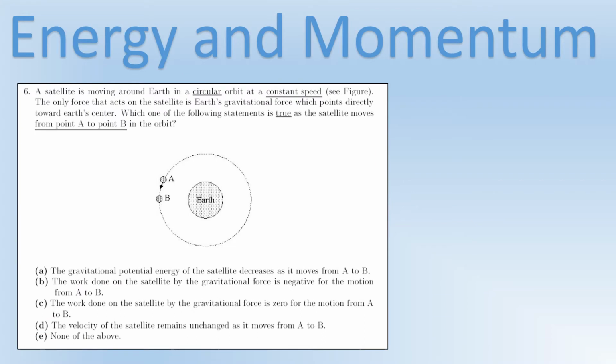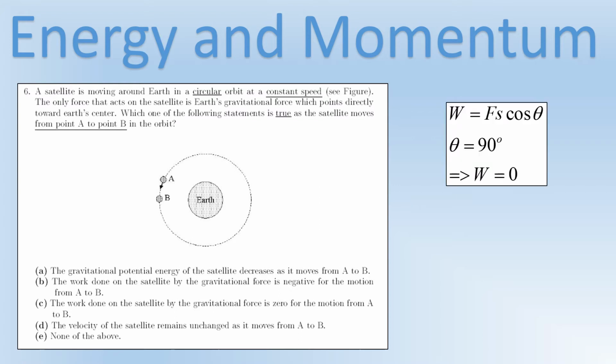Okay, so we've got a satellite moving around Earth in a circular orbit at constant speed. The only force that acts on the satellite is Earth's gravitational force, which points directly towards Earth's center. Which of the following statements is true as the satellite moves from point A to point B in the orbit? So pause it, select your answer, then we'll take a look.